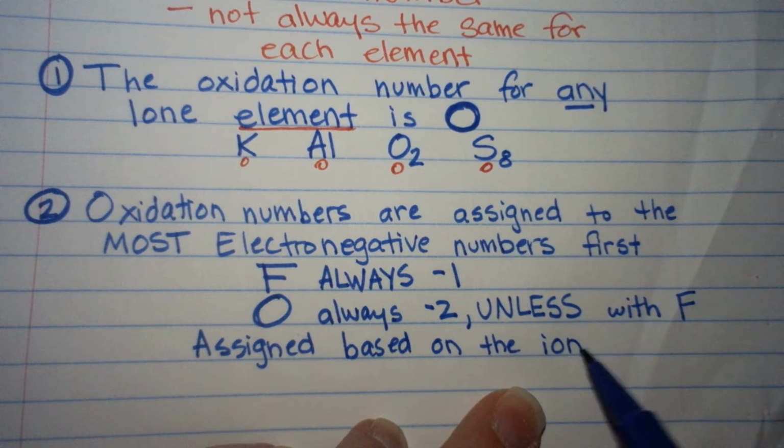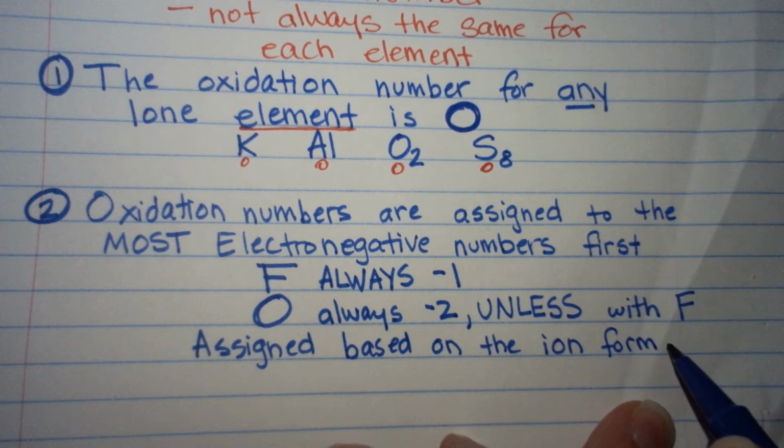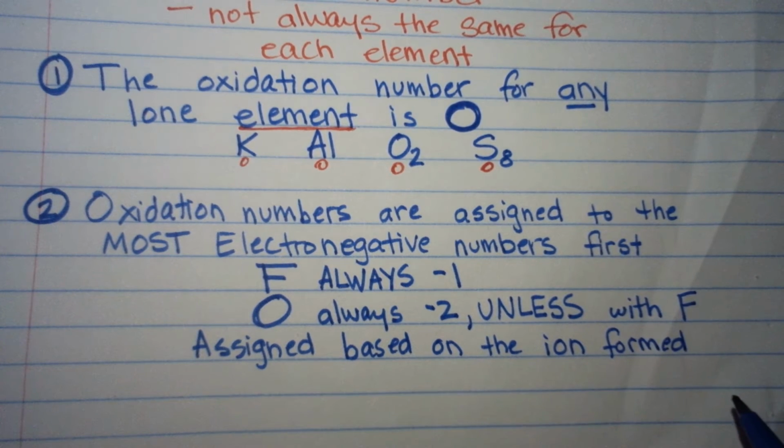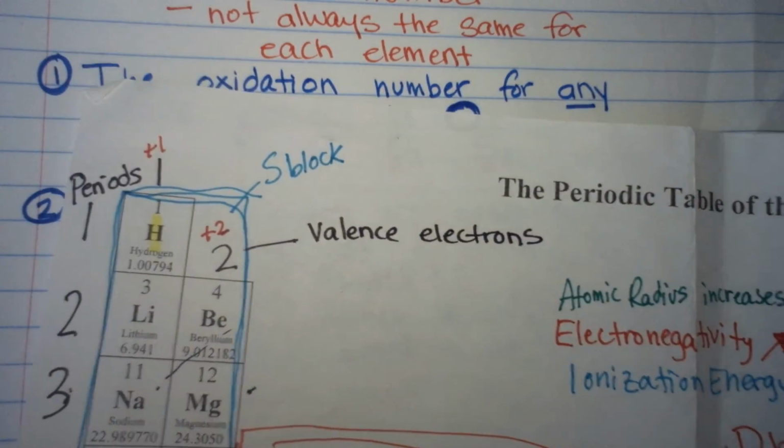The others are assigned based on the ion that they form. So let's pause for a second. We've got a couple of cheat sheets, and we're going to look at those. Our first cheat sheet, as always, is our periodic table, right?